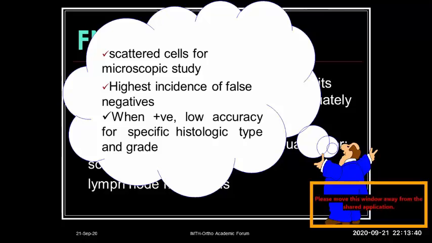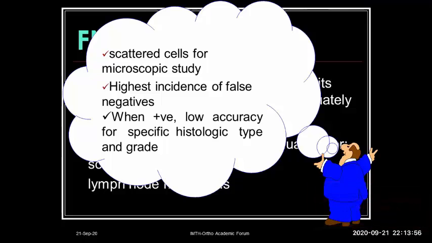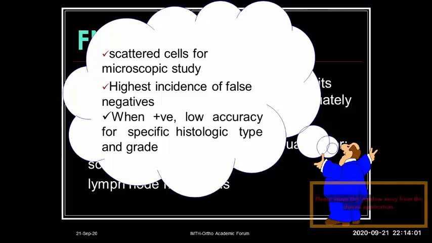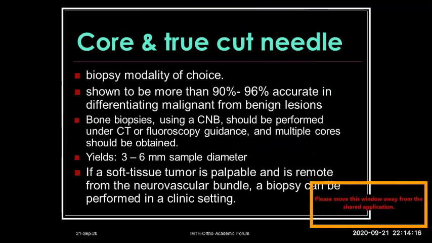Otherwise, it is better to avoid. It gives scattered cells for microscopic study and has the highest incidence of false negatives. Fine needle aspiration cytology has the highest incidence of false negatives. This means that it will tell you that there is nothing and it is negative, but actually it is false. Sometimes there is something. And when positive, it is of low accuracy for specific histologic types and grades.